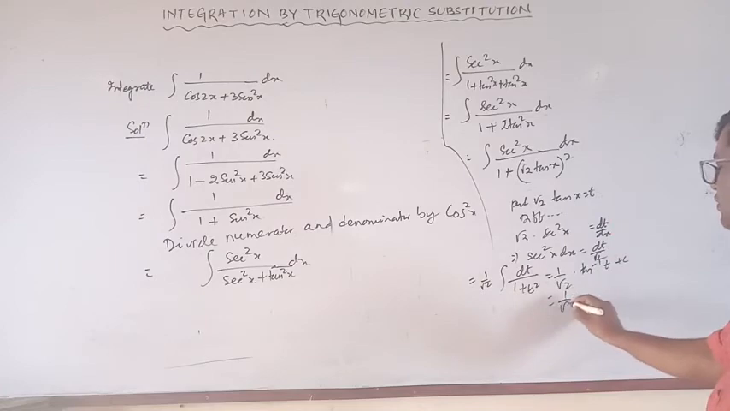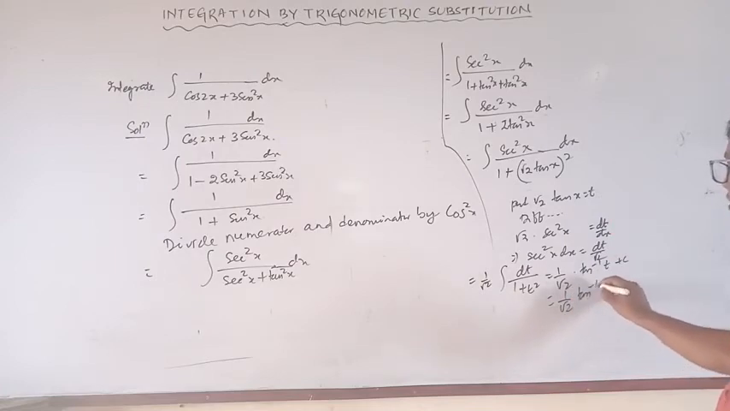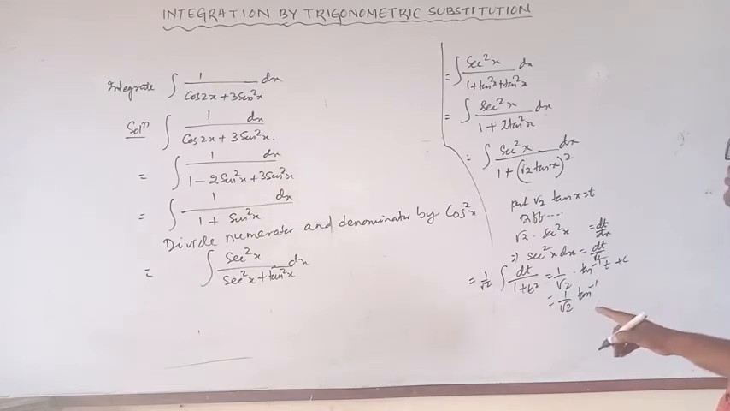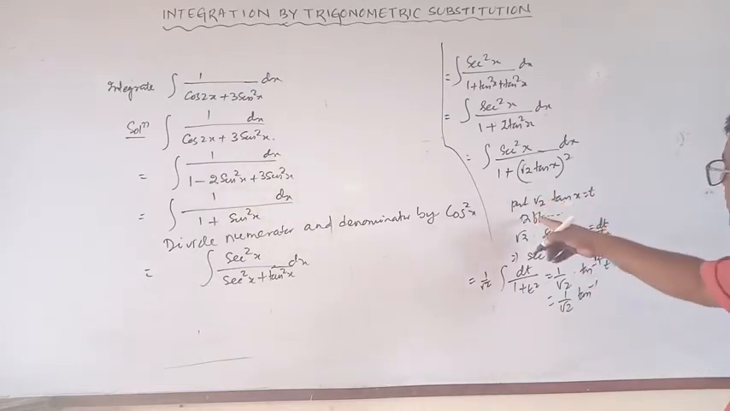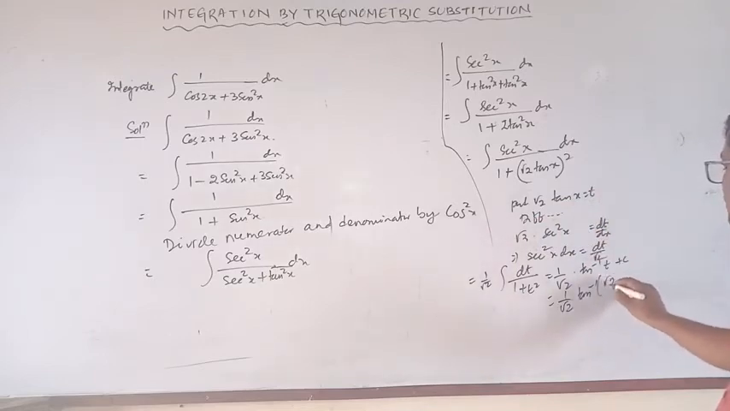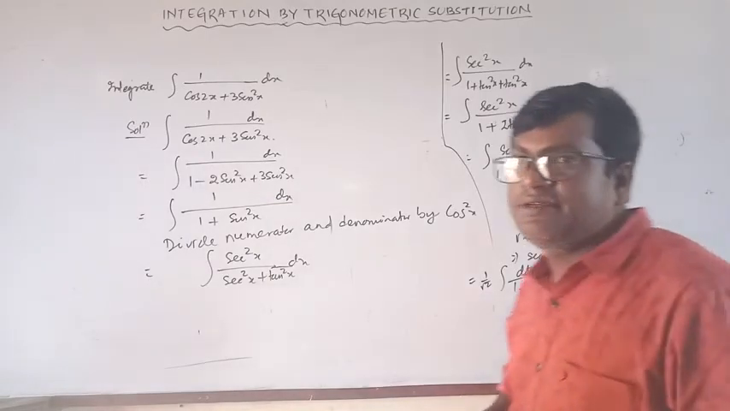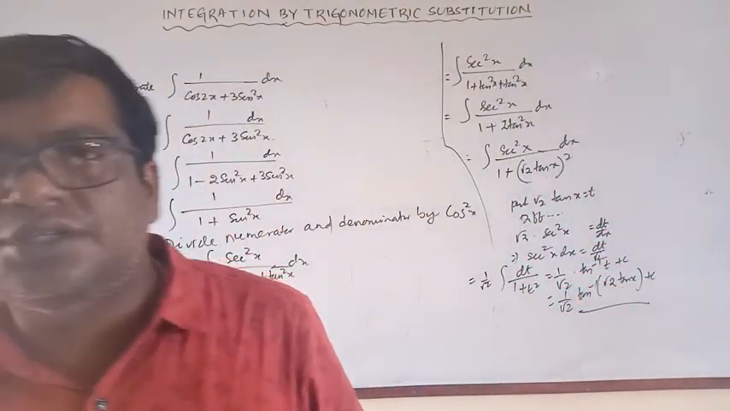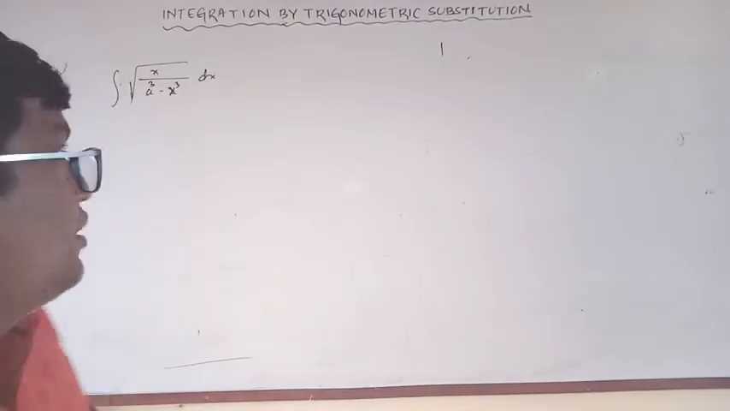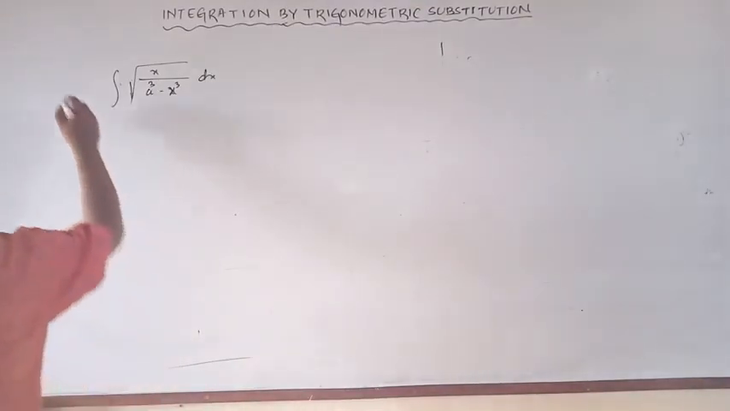That is 1 by root 2 tan inverse t, t means what? T is equal to root 2 tan x. So 1 by root 2 tan inverse of root 2 tan x plus c. This is the answer. Okay. Now another question. This is integrate.